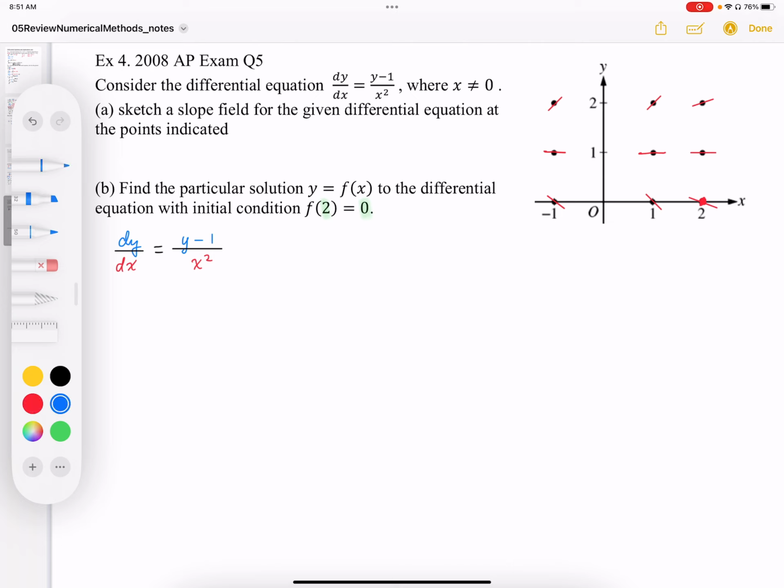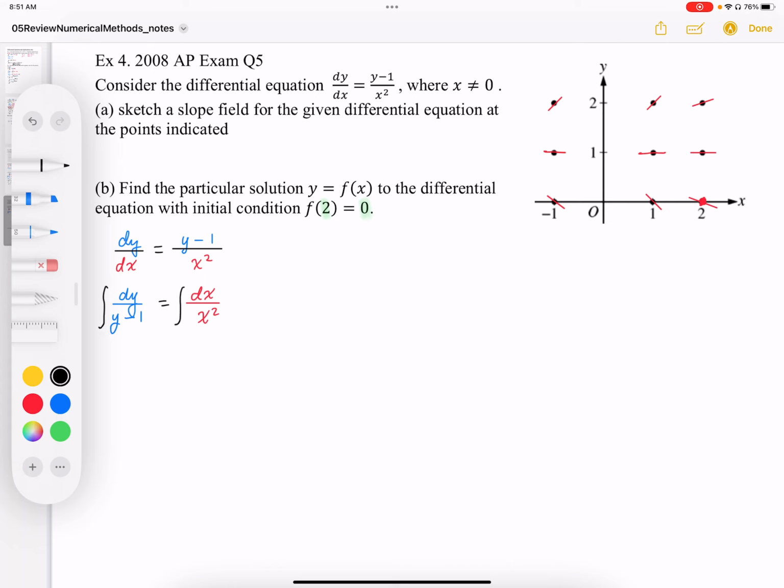So my first step is we're going to separate. So I end up with dy over y minus 1, and on the right-hand side, dx over x squared. Once I've separated my y's with dy's and x's with dx's, I can now integrate both sides.